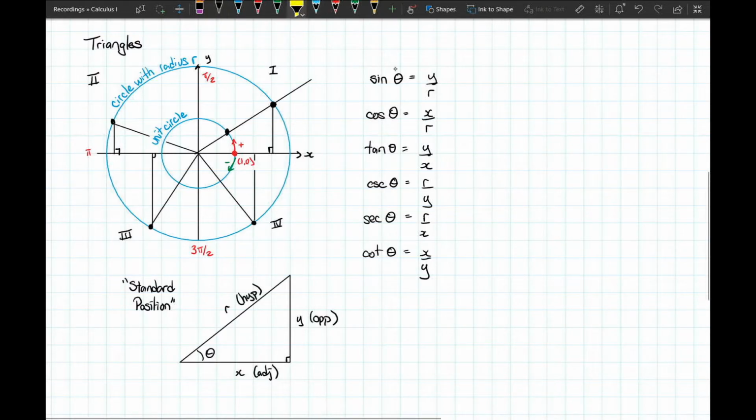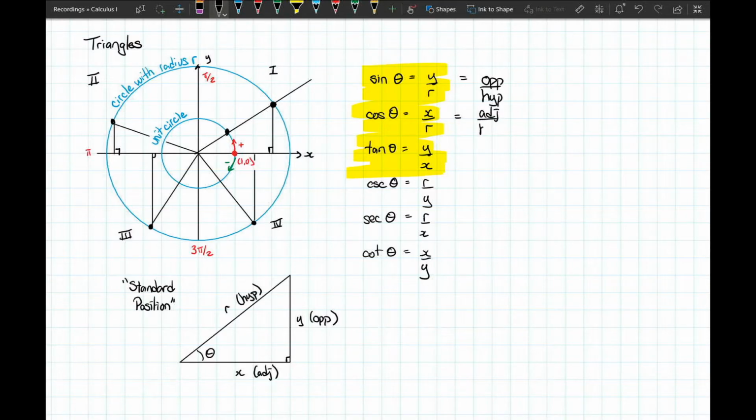So if we just focus on sine, cosine, and tangent, there are alternate ways to think about that in terms of triangles, and that would be looking at sine as opposite over hypotenuse. Cosine is adjacent over hypotenuse. And tangent is opposite over adjacent. And you can remember that using SOHCAHTOA. Sine opposite hypotenuse, cosine adjacent hypotenuse, tangent opposite adjacent.